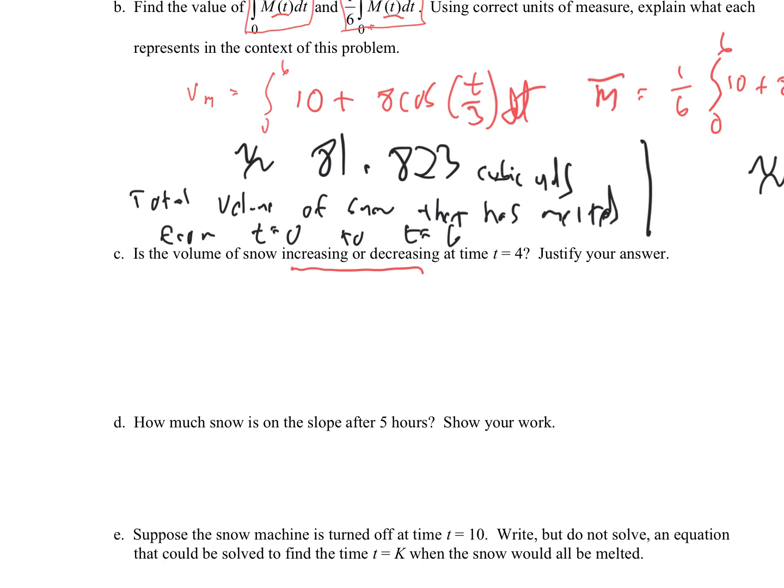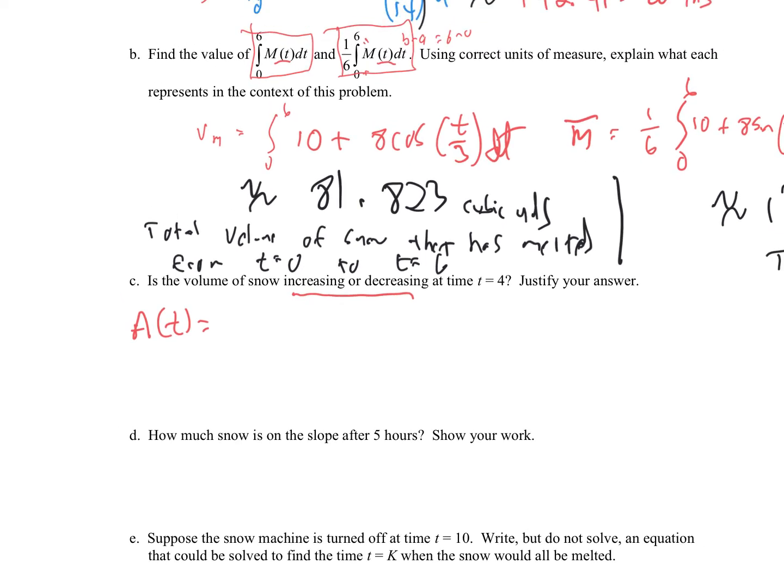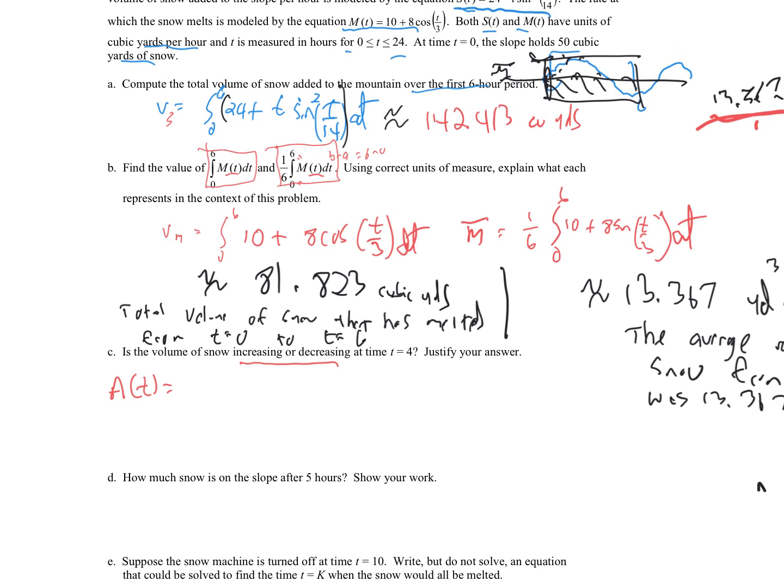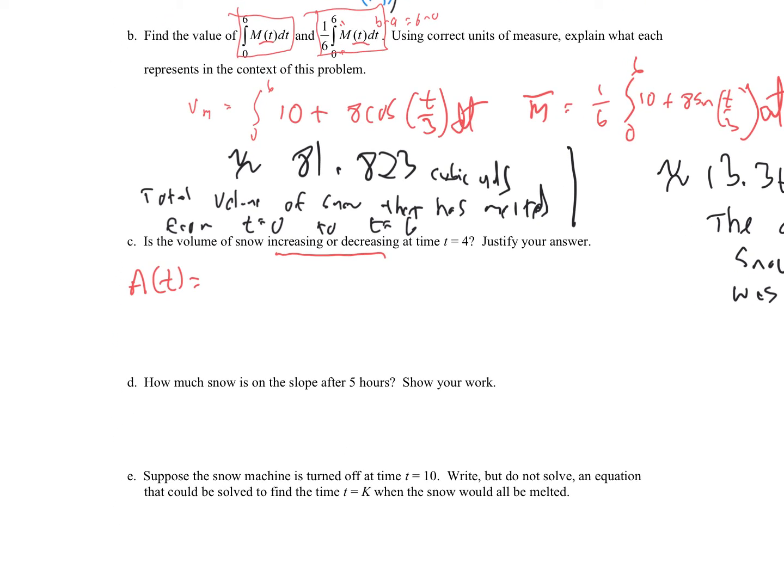So I need to have my amount of snow equation. The amount of snow equation should be, let's see, I started out with, let me go back up. You got to always have your initial. So we started out with 50 yards. So we start out with 50. Then I added snow from the S of t, and that was going from 0 to 5. That's the first 5 hours. But then I have to take away the snow that is melted, 0 to 5 of the m of t.